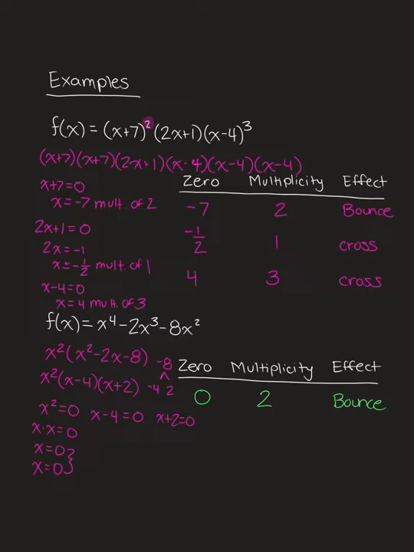Next, I have x − 4 = 0. So if I add 4 to both sides, I'm going to get x is equal to 4. My 0 is 4. It only happens once, and so it will cross. Last, I have x + 2 is equal to 0. If you subtract 2 from both sides, you will get x is equal to −2. So your 0 is −2. It only happens once. It's an odd multiplicity, so it will cross.